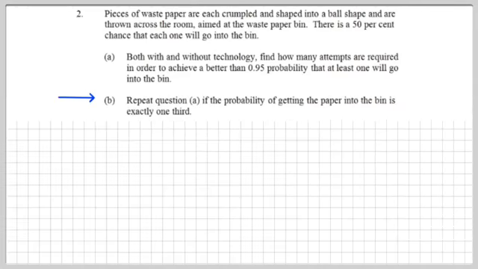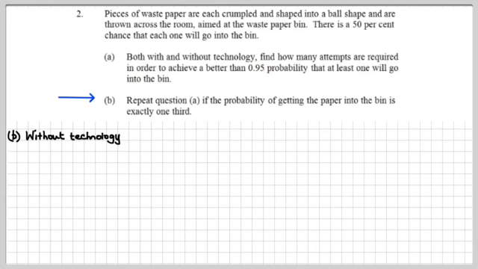Alright? Great work. Now this one here, repeat question A if the probability of getting the paper into the bin is exactly 1/3. Now guys, I'm here to tell you this is considerably more difficult without technology. So why don't you have a go? Pause the video and come back to me when you're ready. Get that wonderful brain of yours thinking about what you're doing in order to enable you to do this without technology. See you soon.